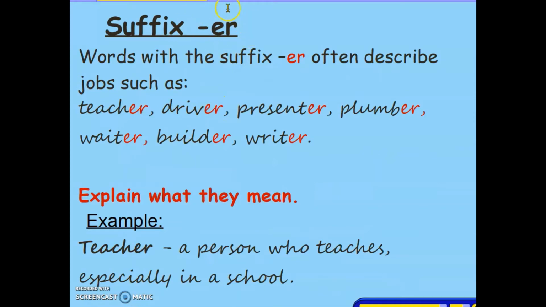Words with the suffix often describe jobs. For example, teacher. Teacher is a job. My job is a teacher. I would like you to look at these words with the suffix. We have driver, presenter, plumber, waiter, builder, and writer. And you're going to explain what they mean. Pick 3 of these examples and write them in your book. For example, a teacher is a person who teaches, especially in a school. Pause the video and write 3 of your own in your book now.